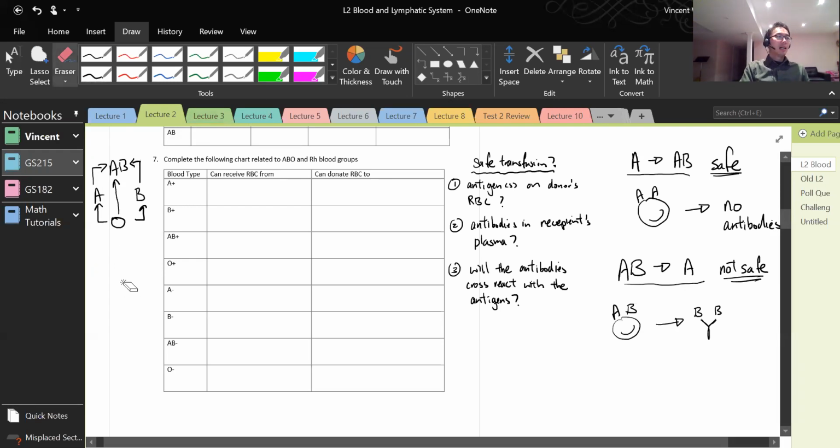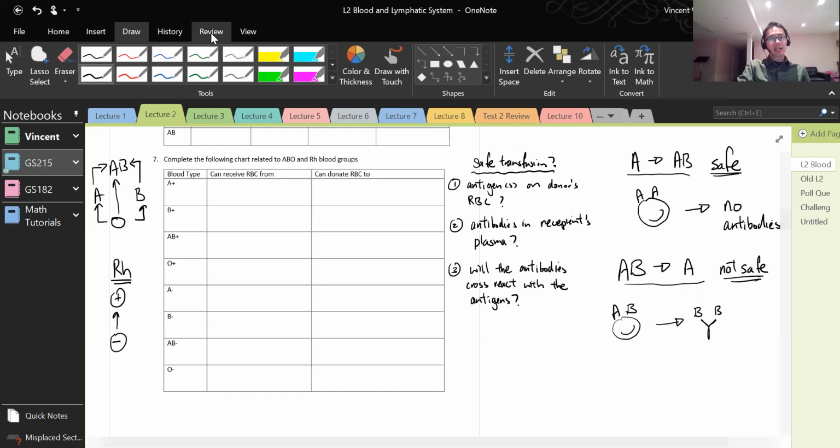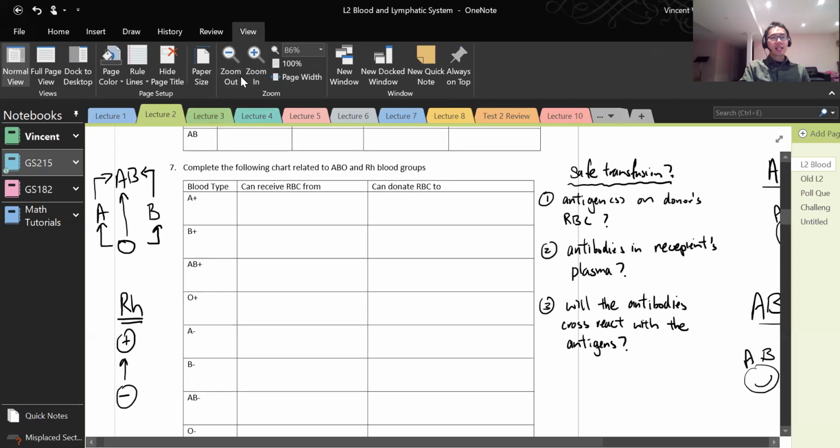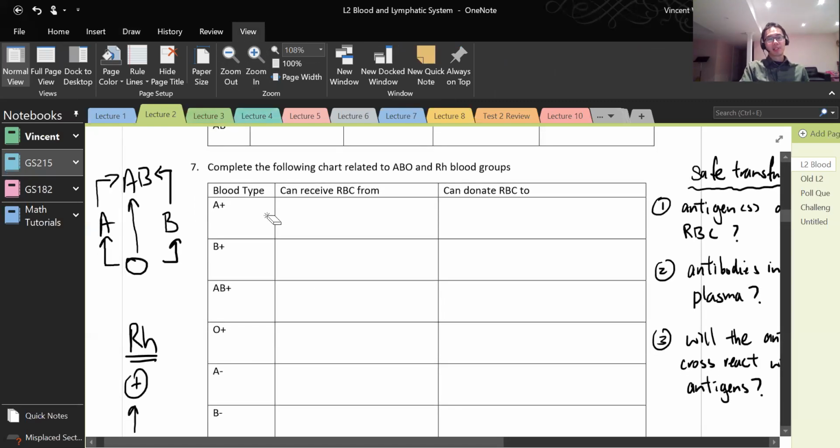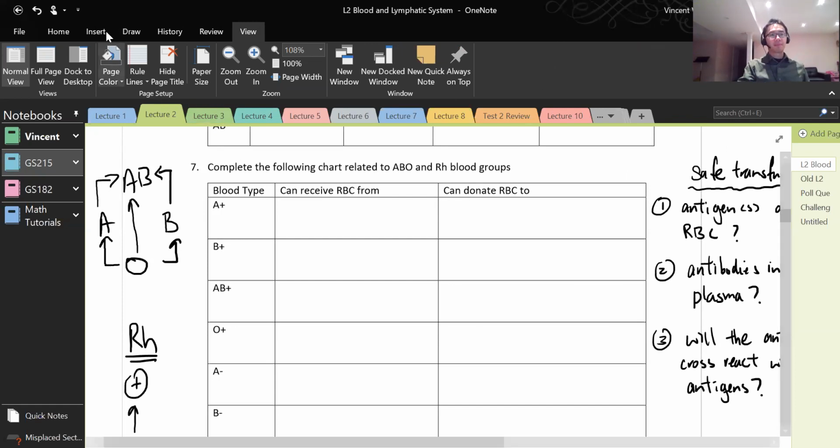Next one is Rh. For Rh, it is going to be negative to positive. Negative people can give to positive, but not the other way around. You will sensitize them, and that's not a good thing. So having said that, somebody please tell me, A positive. If you're A positive, who can you receive blood from?